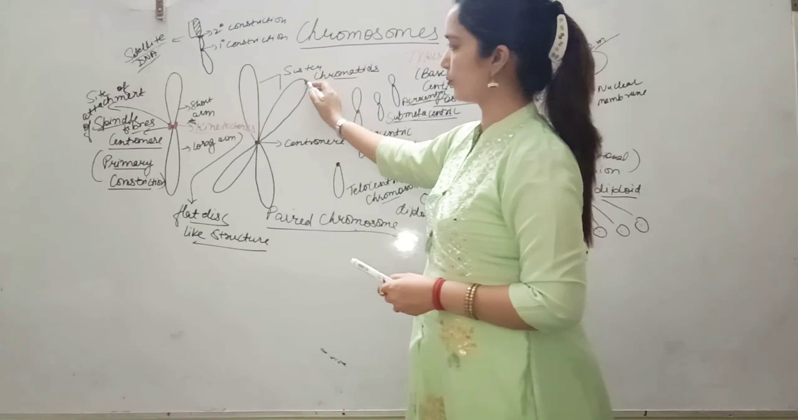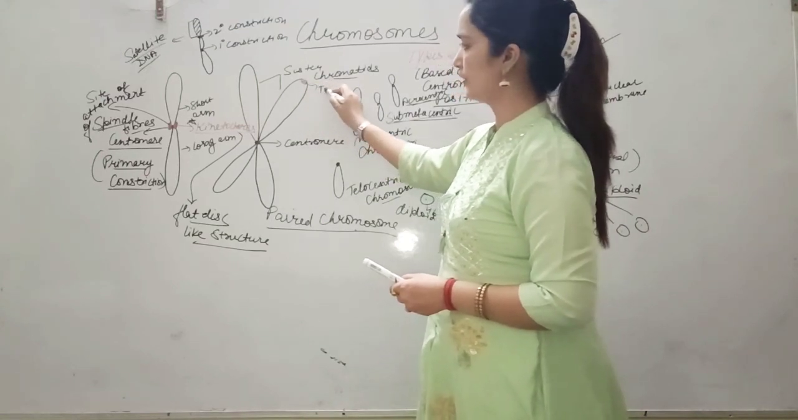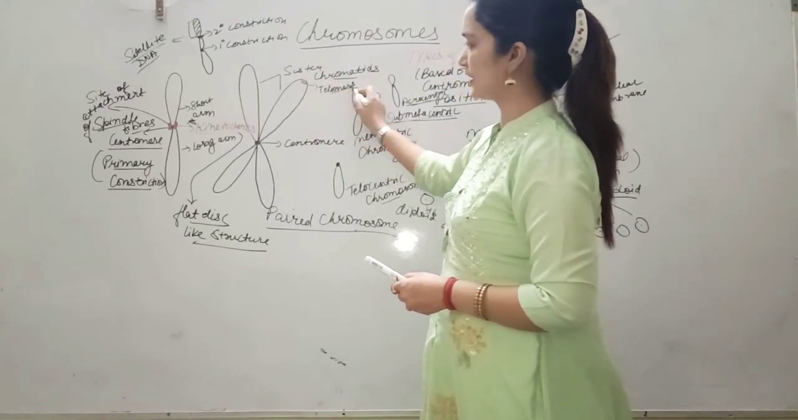Telomeres are specifically endpoints of this chromosome. These are also called telomeres that have a repeating sequence.